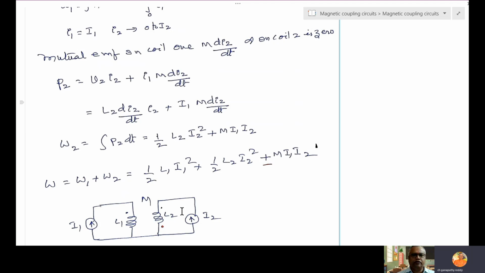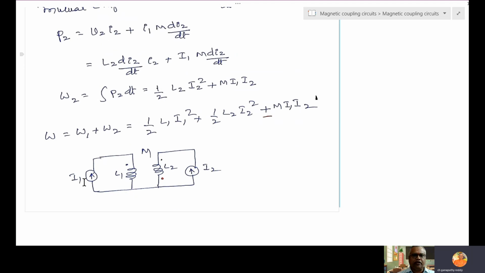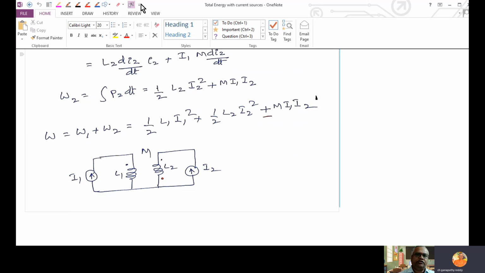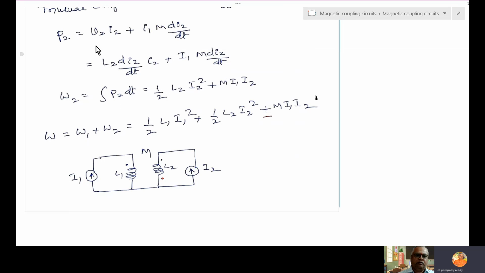So here, the magnetic coupling circuit is like this, with two current sources, primary side I1, secondary side I2, both are AC sources. Then what is the total energy stored? So this is the formula. Just remember the formula: half L1 I1 square plus half L2 I2 square plus M I1 I2.